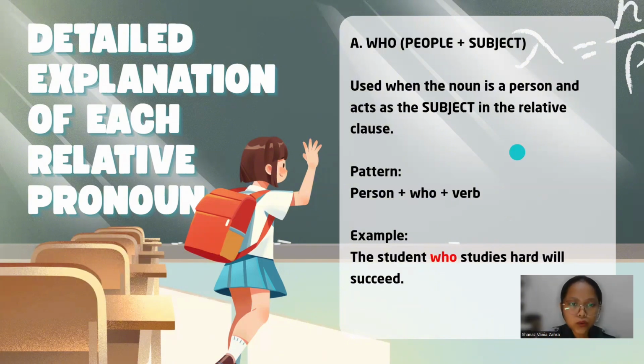So if I look at the pattern, a person who verb, the word who directly reflects the subject inside the clause. Because of that, the sentence needs the word who to be grammatically correct.